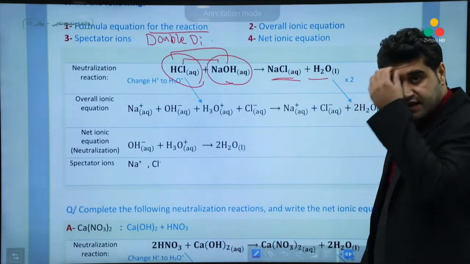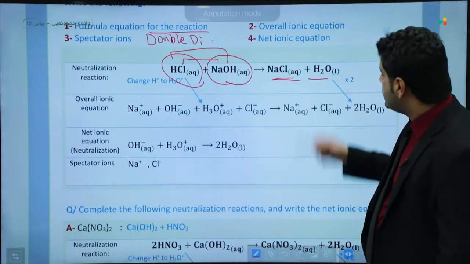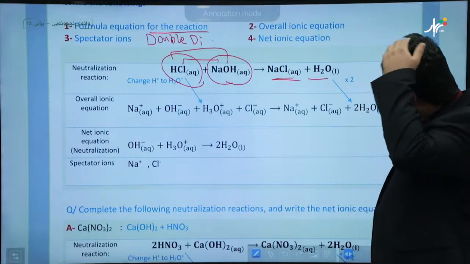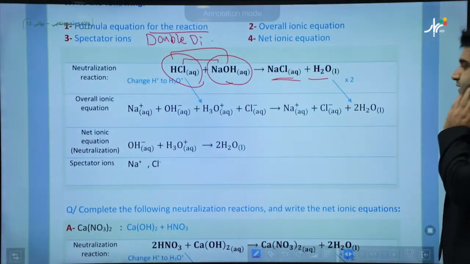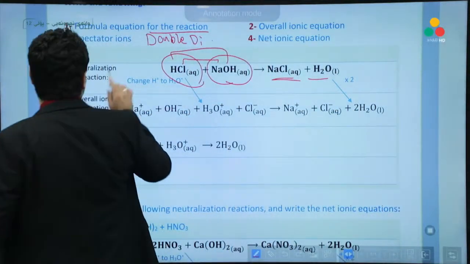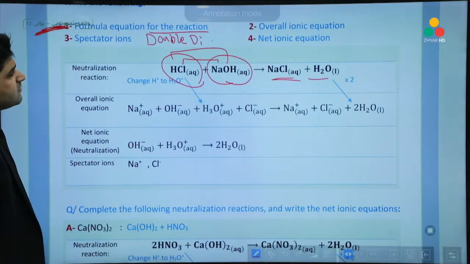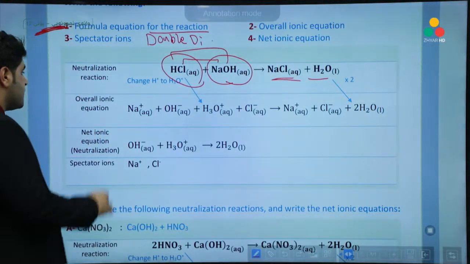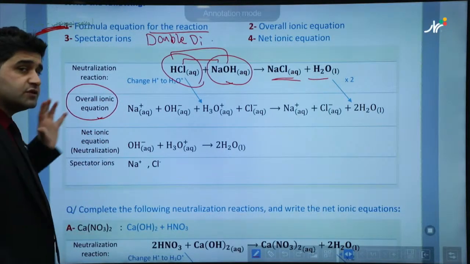Let's balance this reaction. We should balance it. One sodium, one chlorine, hydrogen is also balanced, and chlorine is balanced also. So this is the formula equation. This is the double displacement reaction. Then, for the overall ionic equation, hopefully you remember that note.